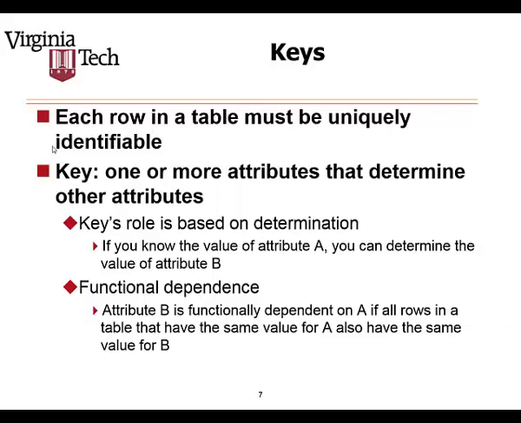Well, the reason we have a key is for the purpose of finding all of our other attributes. Because if we know the key value, then we can instantly go to the right row in the table and then find all the other values for that particular student in our case. And that is the role of the key. The key determines the value of other attributes. So if you know the value of the key, then you can know the values of the other attributes. If you know the value of attribute A, you can determine the value of attribute B.